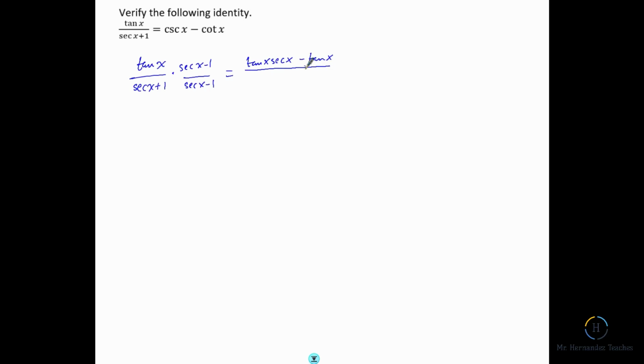Let's see what happens here. In my denominator, I'm going to have secant times secant. That's going to be secant squared x. And then the outer and the inner are going to cancel out because they're conjugates. So 1 times negative 1 is going to be minus 1. Well, anytime I see something squared and then plus or minus 1, I immediately think of a Pythagorean identity. I'm not exactly sure which one it is.